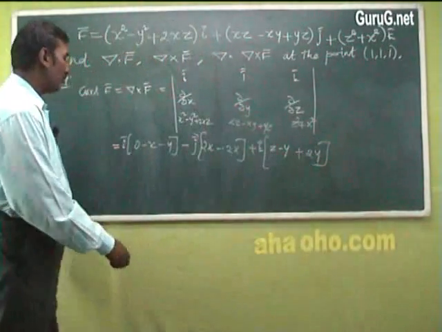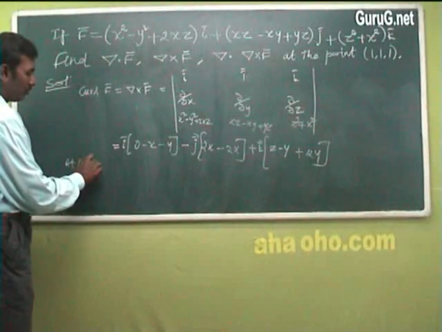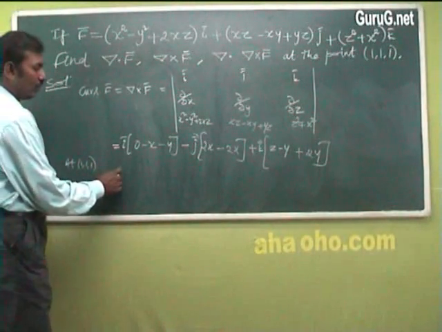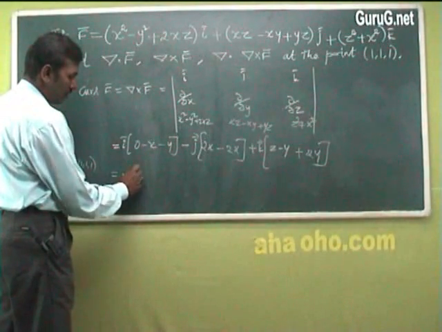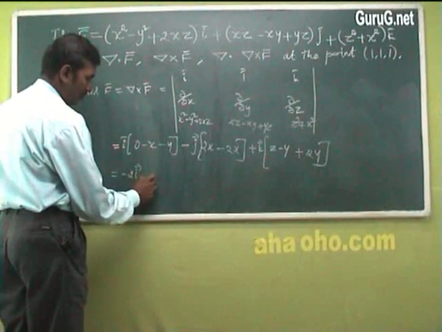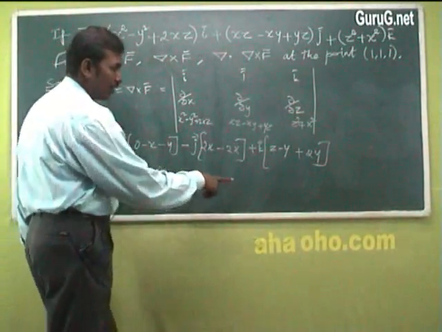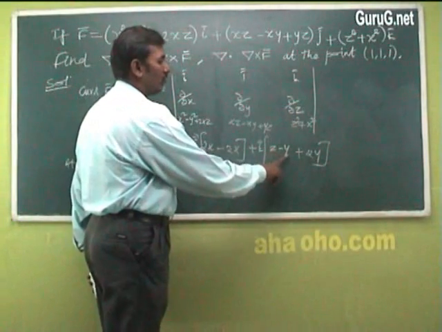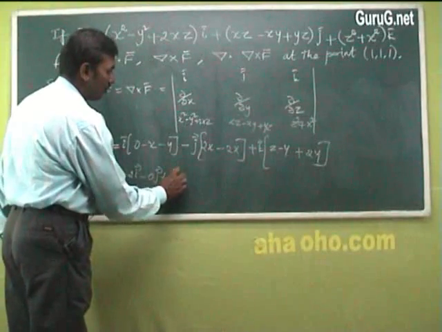And at the point 1, 1, 1, x is 1, y is 1, so minus 2i. Then this is 0. Then plus, 1 minus 1 gets cancelled, so 2, so plus 2k.